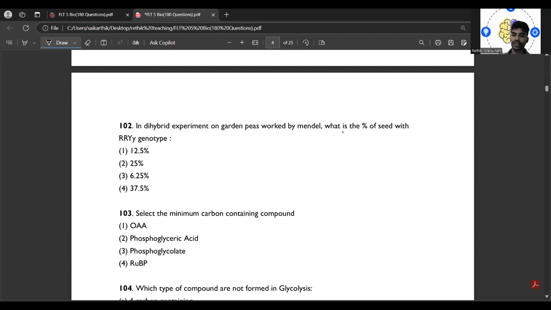The percentage of seeds with this genotype will be 2 by 16 into 100. Correct? Yes, we have 2 here. So how many times probability? 16 times probabilities you will actually see. So finally it will be 12.5. Next.